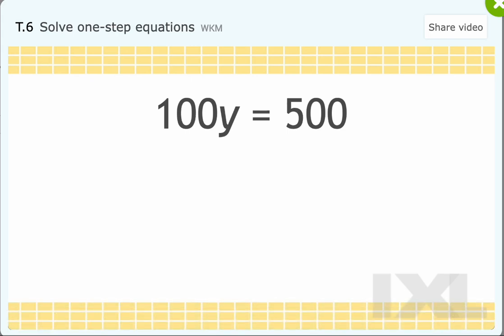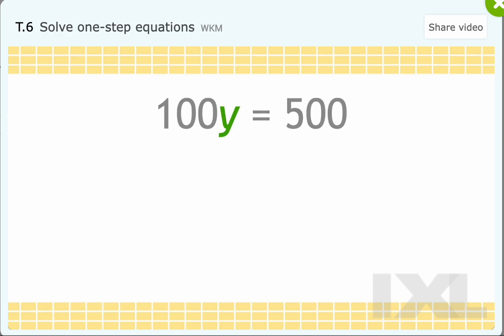100y equals 500. Are you thinking this equation looks a bit different too? Even though this is a multiplication equation, because 100y means 100 times y, we still need to solve it by isolating the variable using the inverse operation. Can you guess what the inverse of multiplication is?